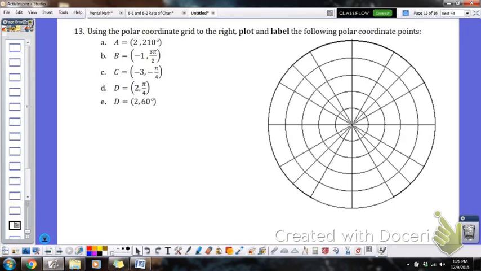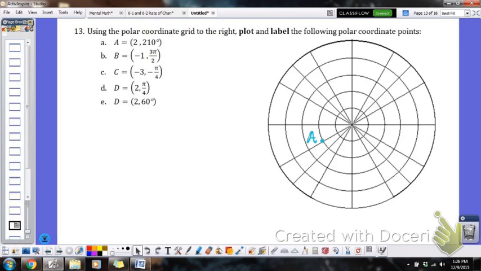For number 13, we have to use the polar coordinate grid to plot and label the polar coordinate points that are given. So, point A. A is equal to (2, 210 degrees). So my radius is 2, and I am at 210 degrees. I know that 210 degrees is in the third quadrant, so this is my 210 degrees line. So I know I will be on that line. Since my radius is 2, I will go out from the center 2 spaces, putting me right here for point A.